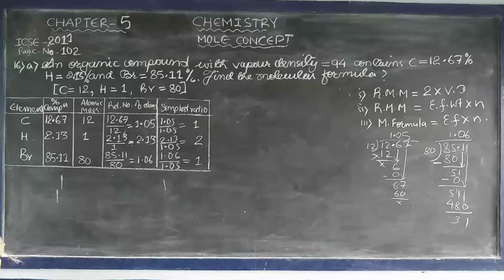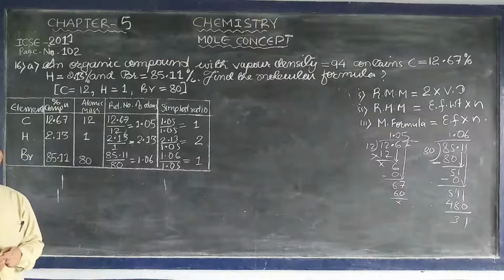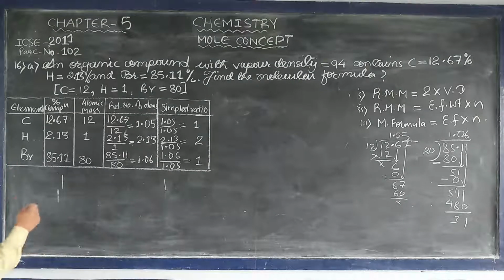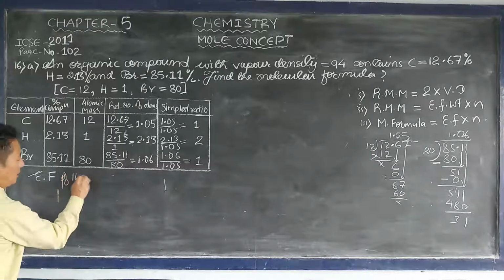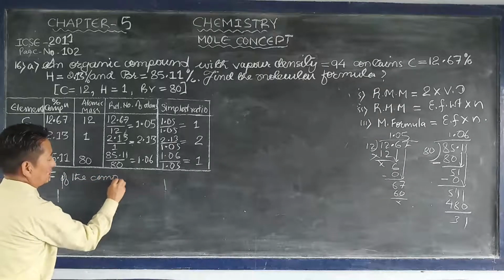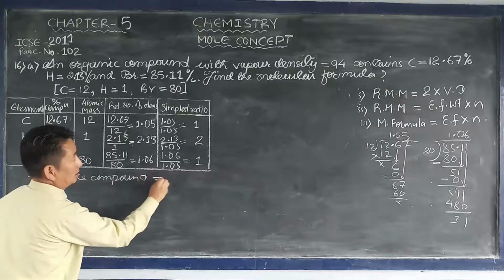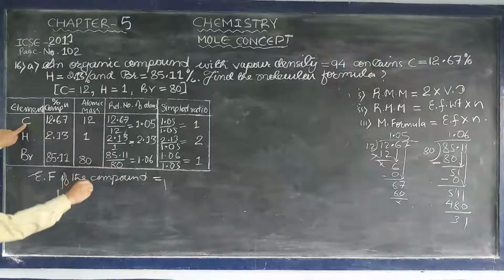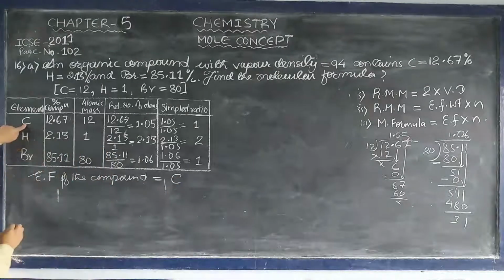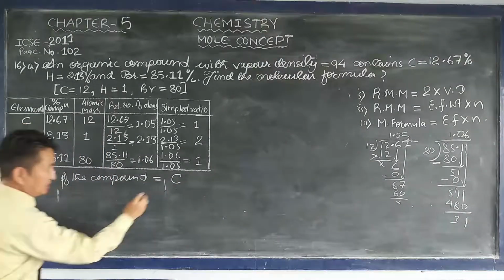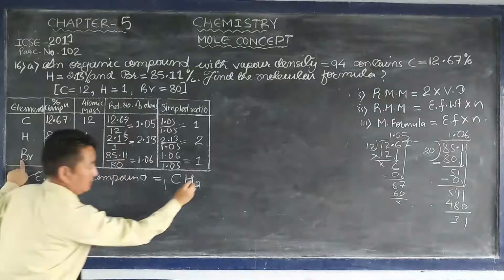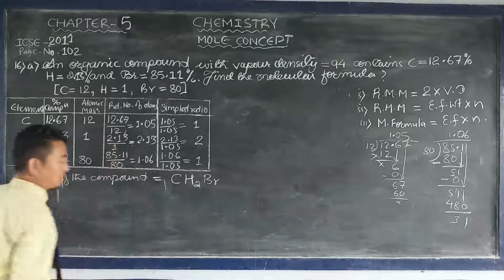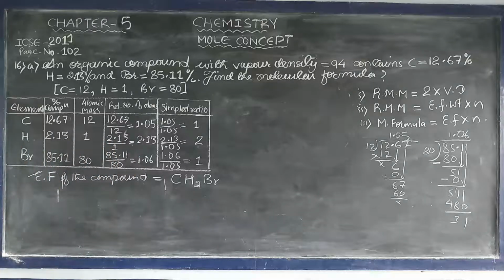The simplest ratio will be the empirical formula of the compound. So first of all we will find the empirical formula. Empirical formula of the compound equals to carbon atom 1. If there is no number, we understand it as 1. Then second element is H, 2 atoms. Third element is bromine, 1 atom. This is the empirical formula of the compound.